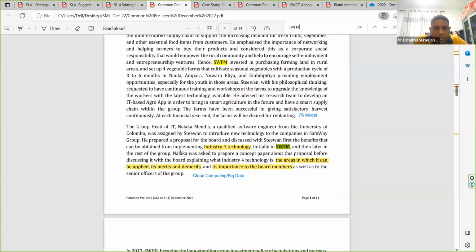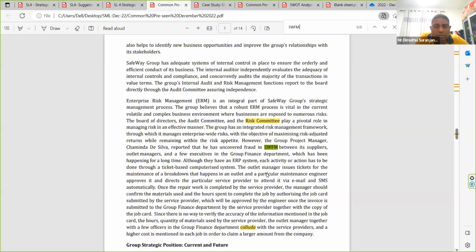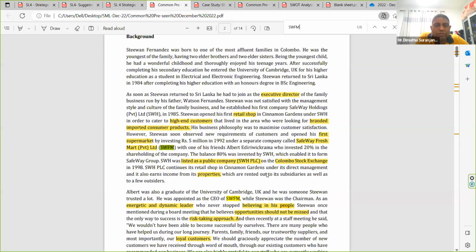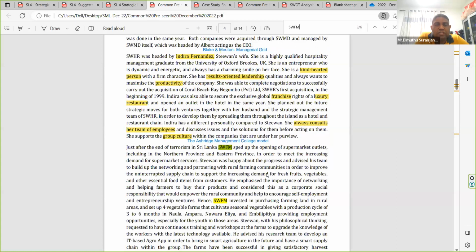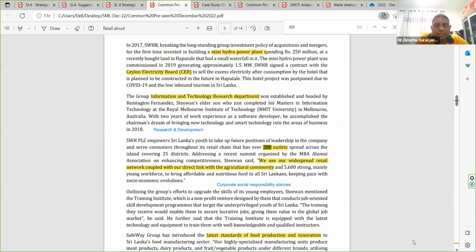Then again they say, it was mentioned 300 outlets, no? Since it has mentioned 300 outlets, retail shops, they say here, see this one. The established PLC empowers Sri Lankan youth to take up future positions of leadership in the company and serve consumers throughout its retail chain that has over 300 outlets spread across the island covering 25 districts. And this relates to SWFM, no?